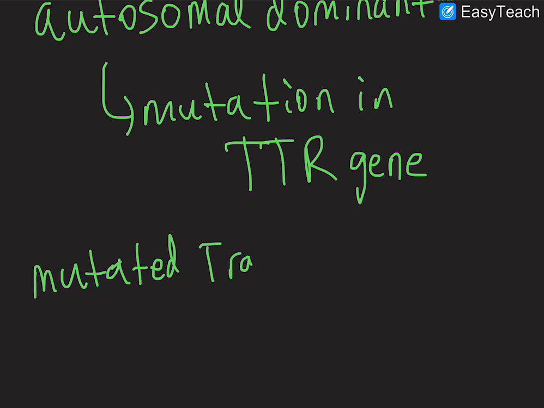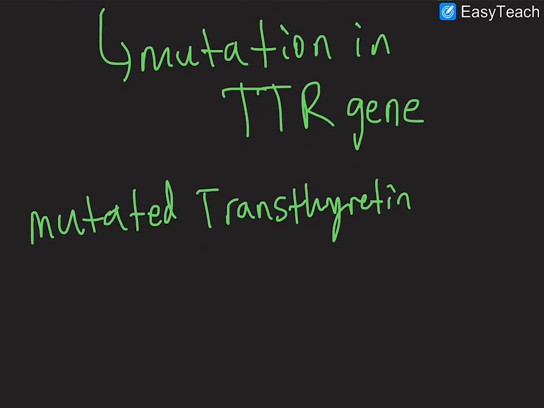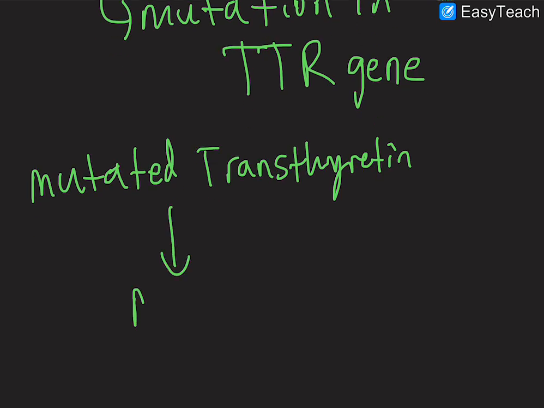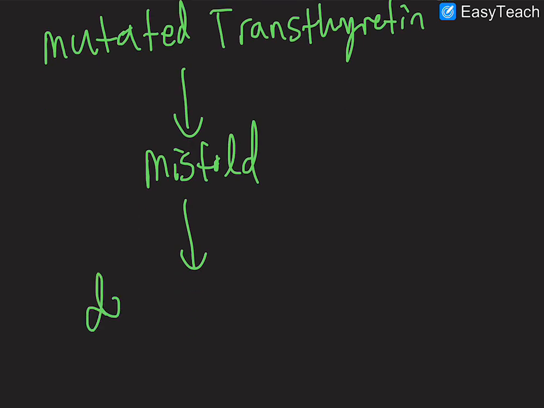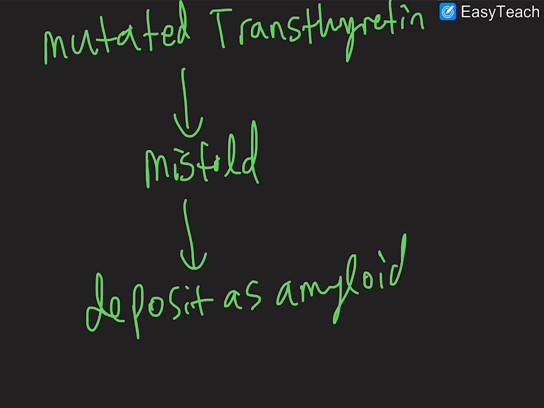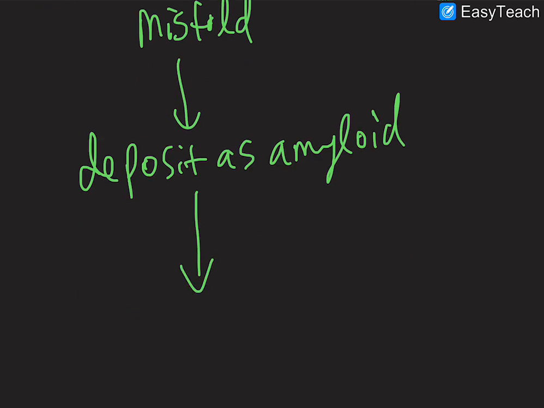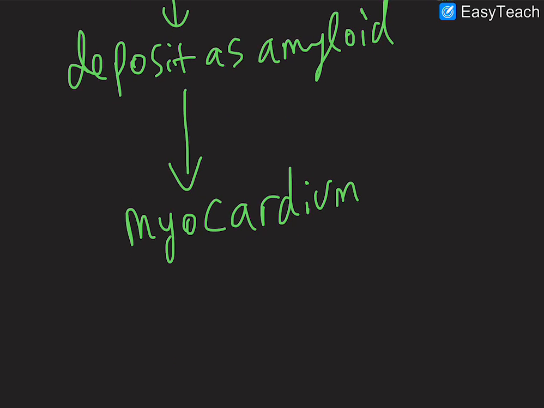And as we know, if we talk about this more, it's going to be a mutated transthyretin protein that will actually misfold and deposit. First, it's going to misfold, and as we know, amyloid is misfolded proteins. So this mutated transthyretin protein will misfold and deposit as amyloid, which is misfolded protein. Where will it deposit? In your myocardium.